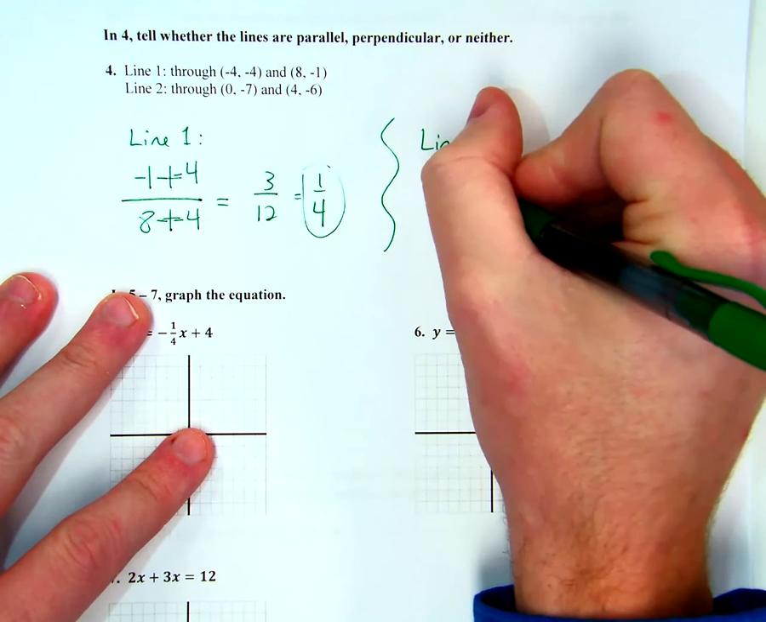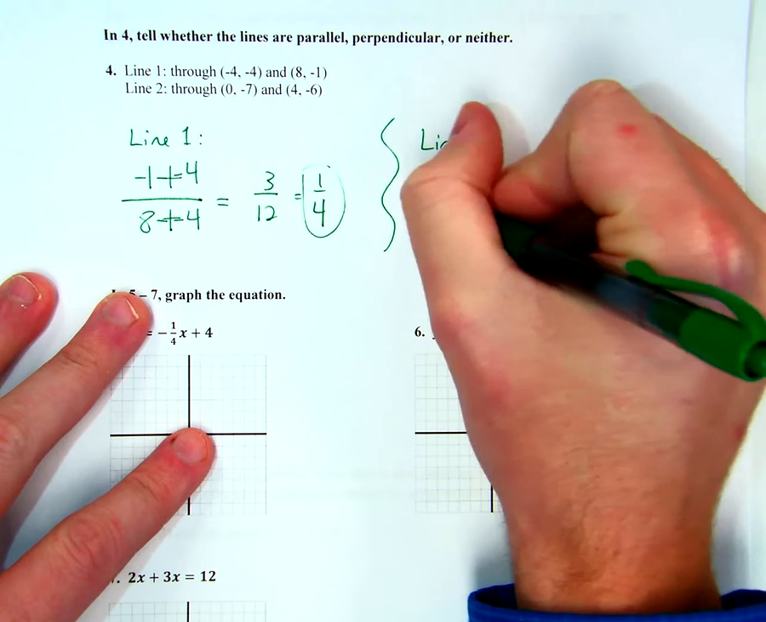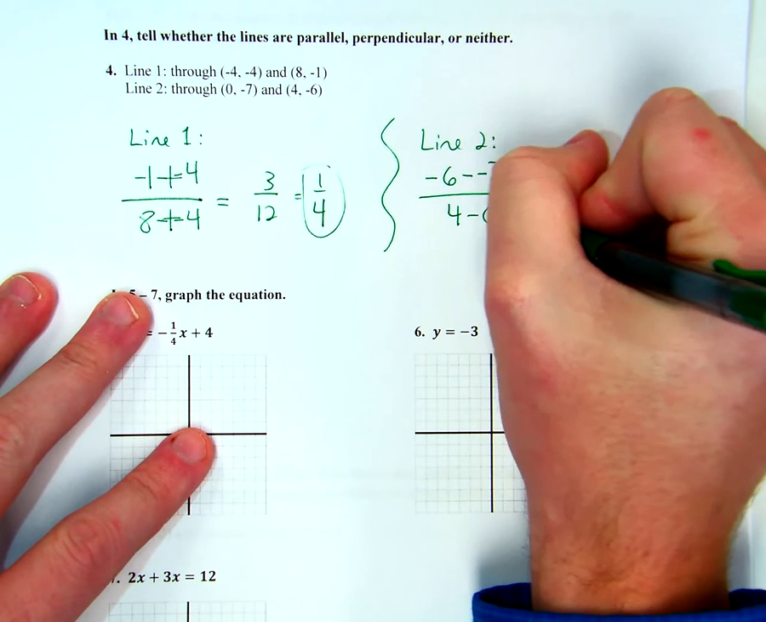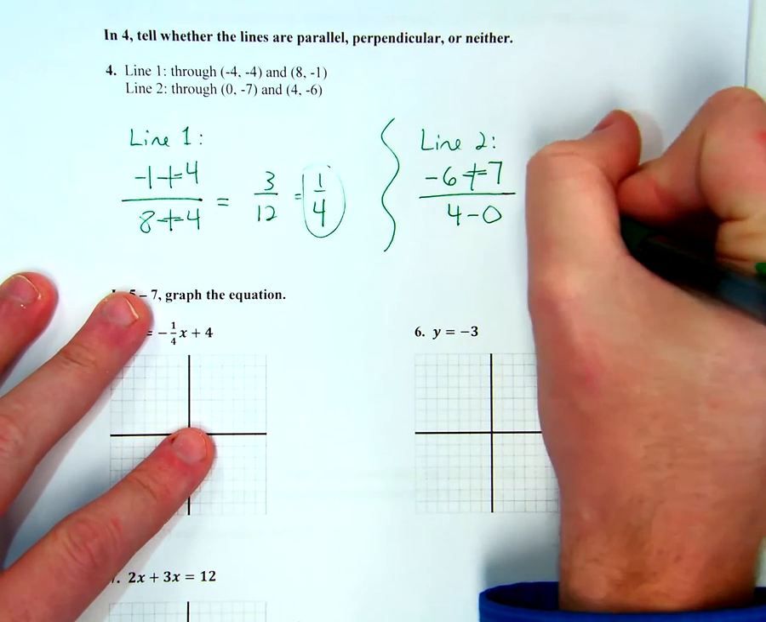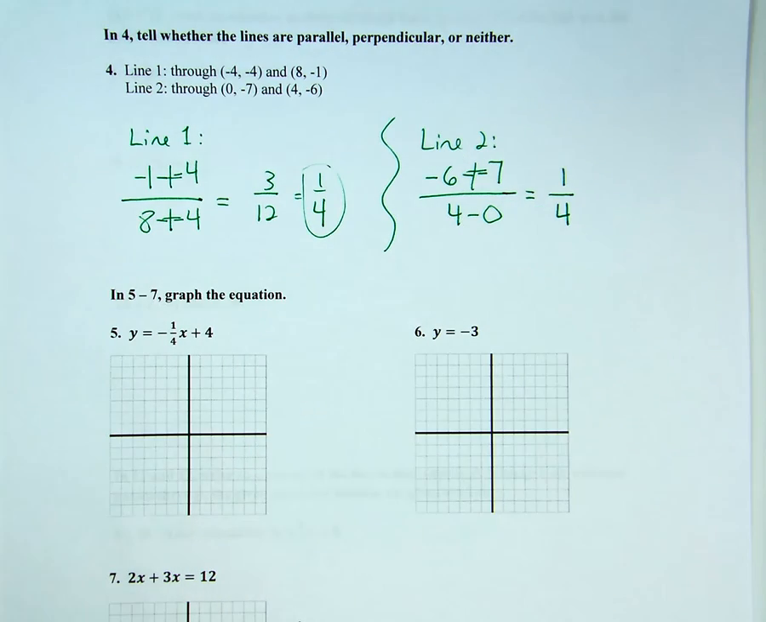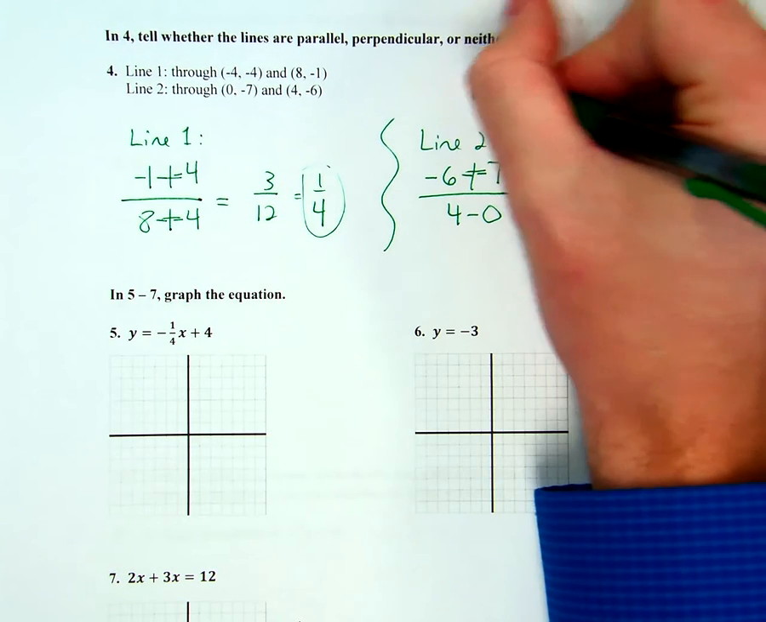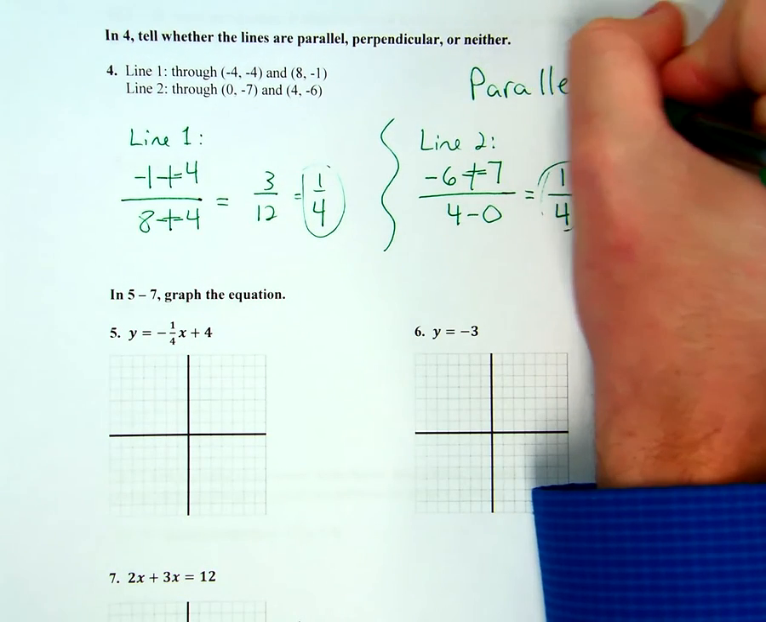The slope for line 2 is -6 minus -7 on top of 4 minus 0. The solution to this is also 1 over 4. Because the slopes are the exact same, these lines are parallel.